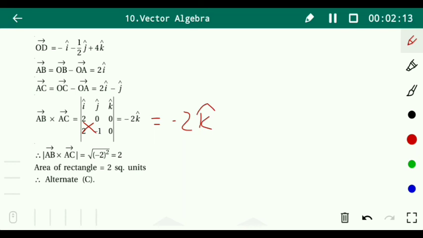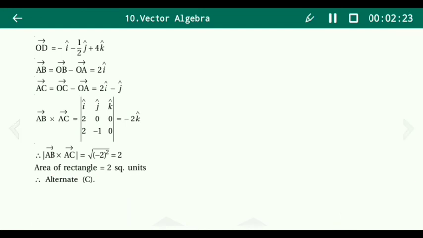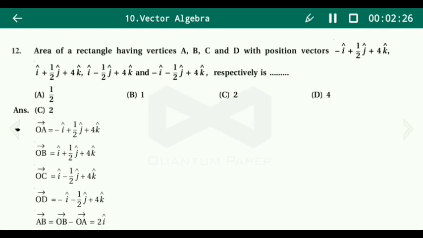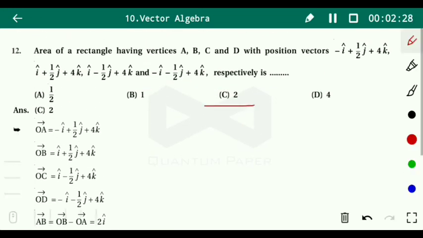Then find out the magnitude of vector AB cross AC. So it gives minus 2 square, which is 4, and under root 4 will be 2. So the area of the rectangle is 2 square units. So option C, 2 square units.